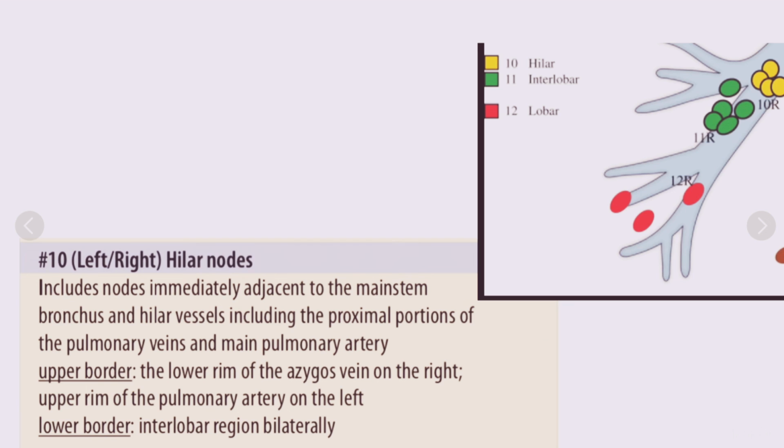Then they are talking about lymph node station 10, which is hilar lymph nodes. They include nodes immediately adjacent to the main stem bronchus and the hilar vessels, including the proximal portion of the pulmonary vein and main pulmonary artery. So the upper border is made up by the lower rim of the azygos vein on the right and the upper rim of the pulmonary artery on the left, while the lower border is made up by the interlobar region bilaterally. The interlobar region makes the lower border.